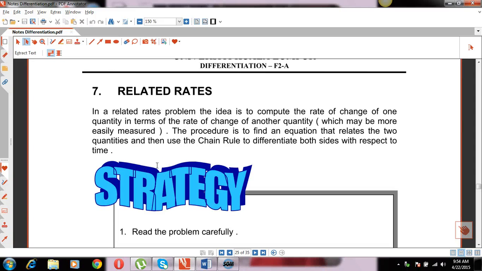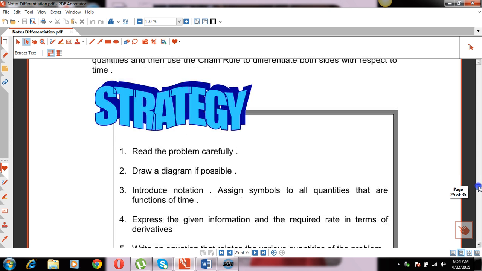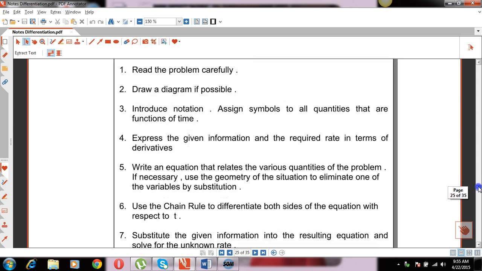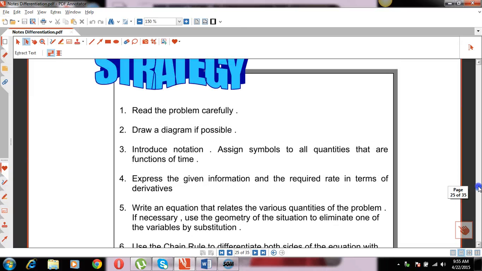Today we will learn about related rates, regarding the differentiation notes. This is an application of the differentiation syllabus. We have a strategy to solve related rate problems. We have seven steps here, seven strategies.